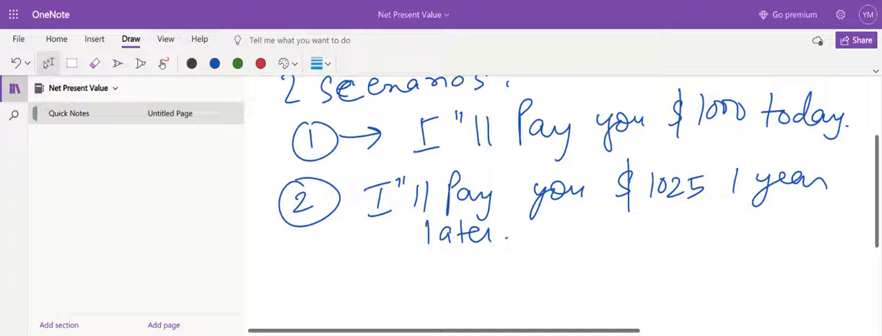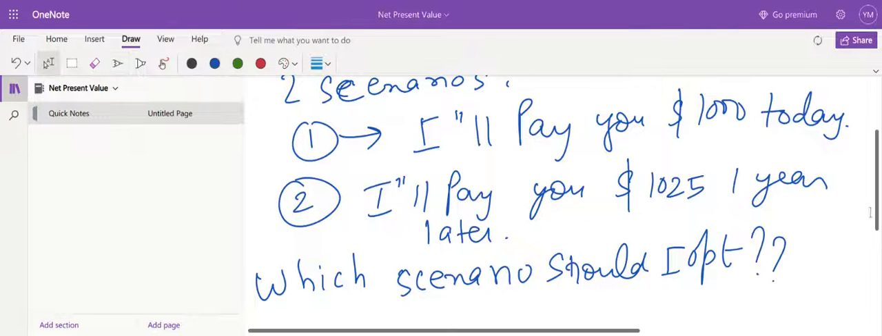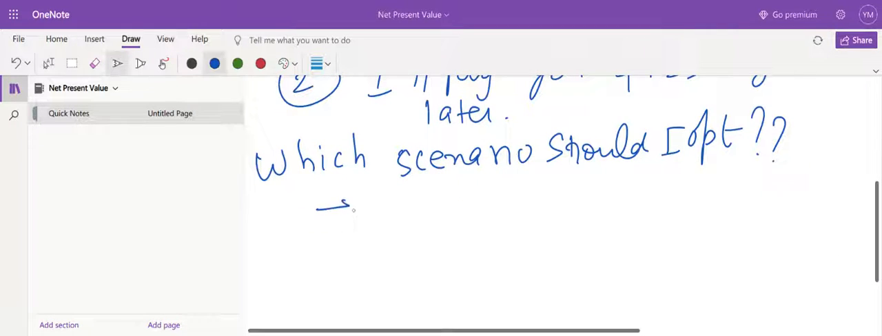Now the question is, which is better? Which scenario should I opt for? It's a very simple question. Now there are two kinds of audience. The first is the illiterate audience. I'm not saying illiterate means someone who is not at all educated, I'm just saying financially illiterate. And the second is the financially literate audience.